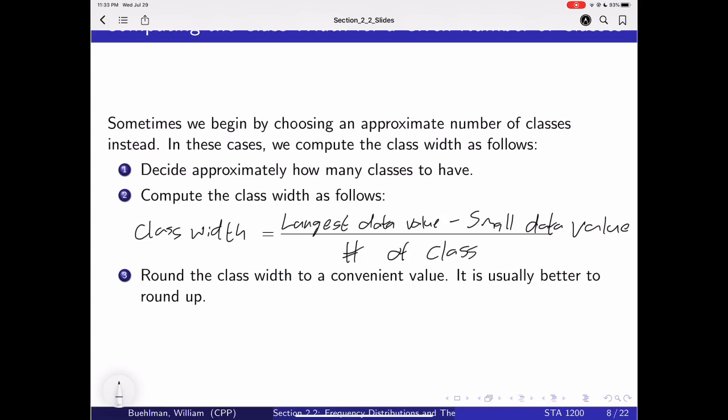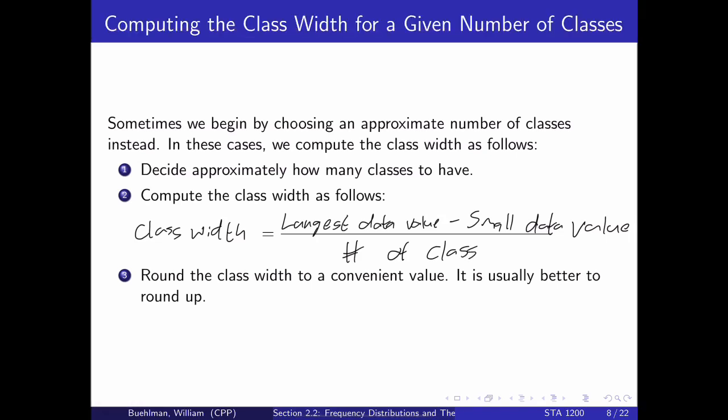So that'll get us some number. Once we have that number, it's probably not going to be a whole number. It might be an ugly number. So what we're going to want to do is round that value to something convenient that makes it easier to work with. We'll see that in an example coming up.